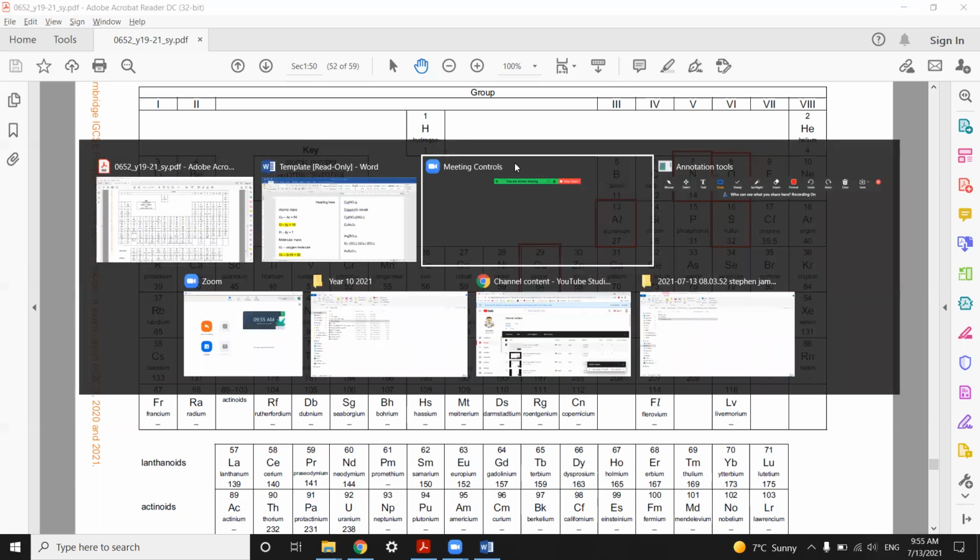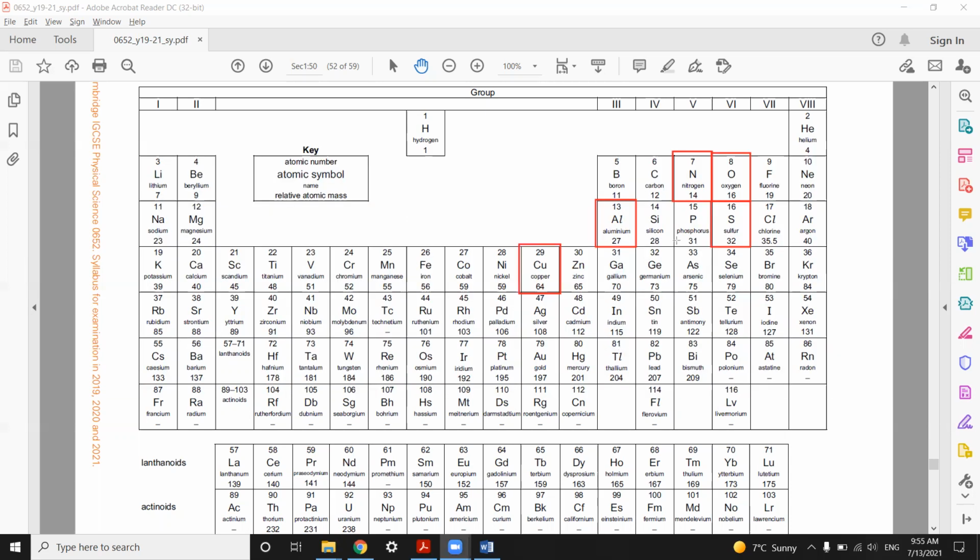Participants. Let's go find the other screen share quickly. Oh, where's my mouse? Oh, excuse me.